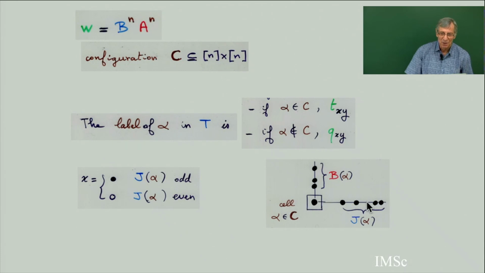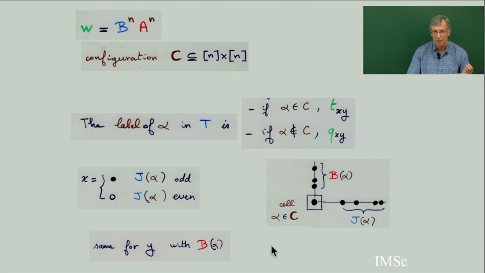So you look at the number of points which are in the configuration at the east of this cell, the number of points which are at the north of this cell, and depending on the parity of this number of points, then you will put the index for T, X and Y. So for X, you will put this plain dot if it's odd, and empty dot if it's even. And then same for the condition Y, but working with this B of alpha. So depending on the parity of the number of points in B of alpha, the number of points in J of alpha, you will have this weight, T index X and Y, with 4 possible cases.